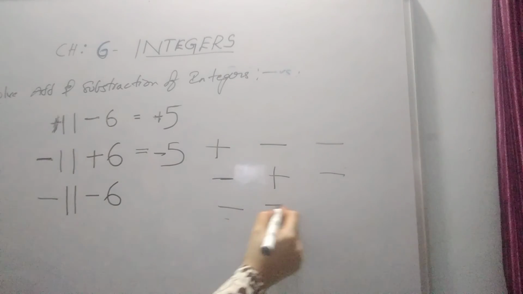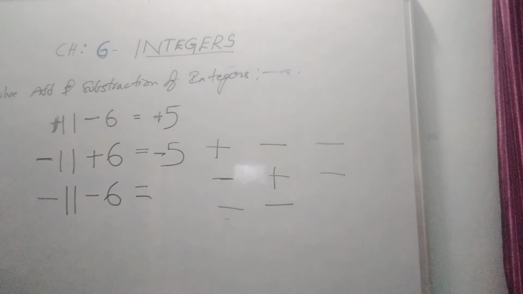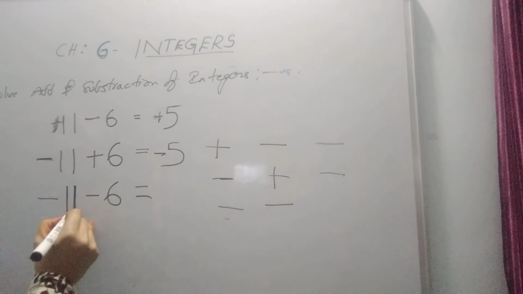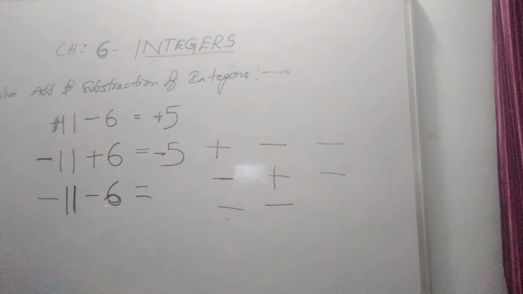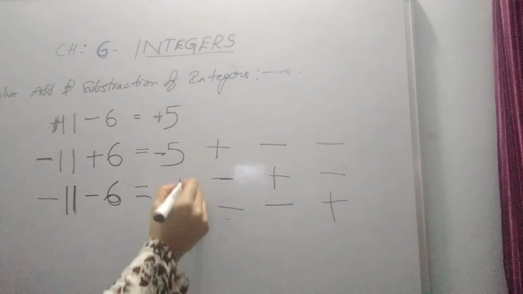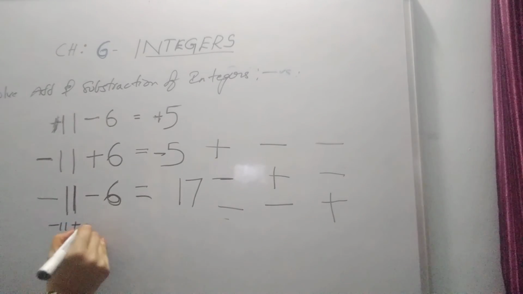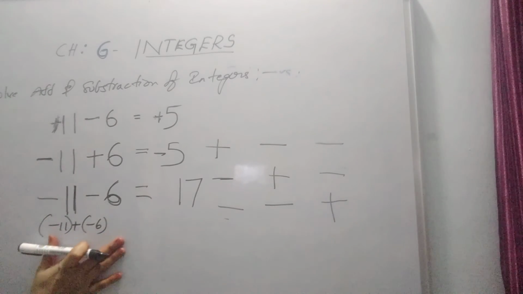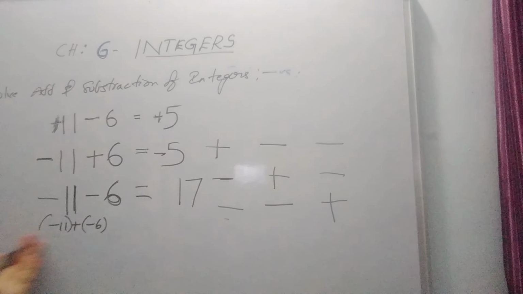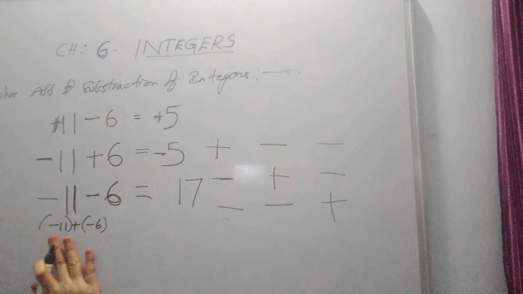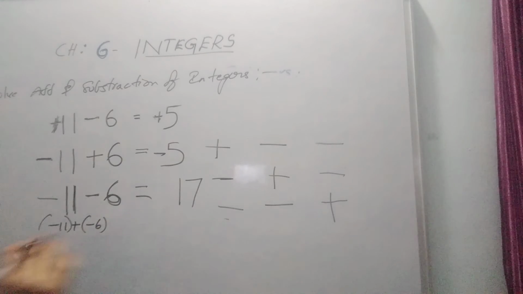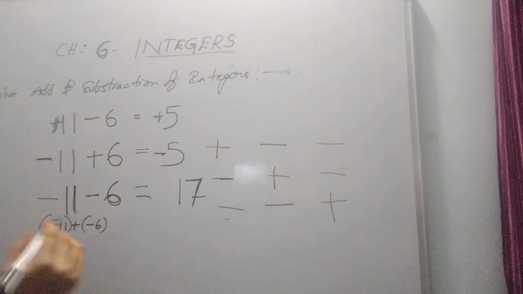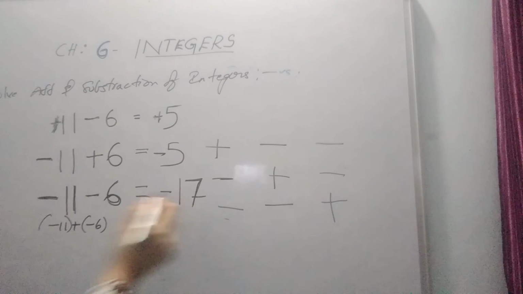Next, minus 11 and minus 6. Two numbers are minus, so we have to do plus. Minus 11 plus minus 6 gives 17. We have to write it like this when solving problems without using the number line. The big number has a negative symbol, so we put negative here.